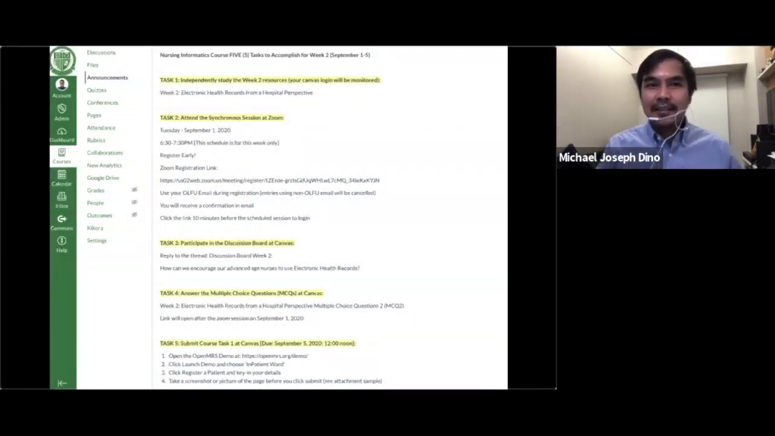These are your 5 tasks to accomplish for week number 2. I have seen that a lot of you already accomplished task number 2, and that is equivalent to 100 points. Once you upload that screenshot, that is already equivalent to 100 points. I already checked the outputs of your classmates for course task number 1, and I'm still waiting for others. Good job, especially for those who submitted earlier.